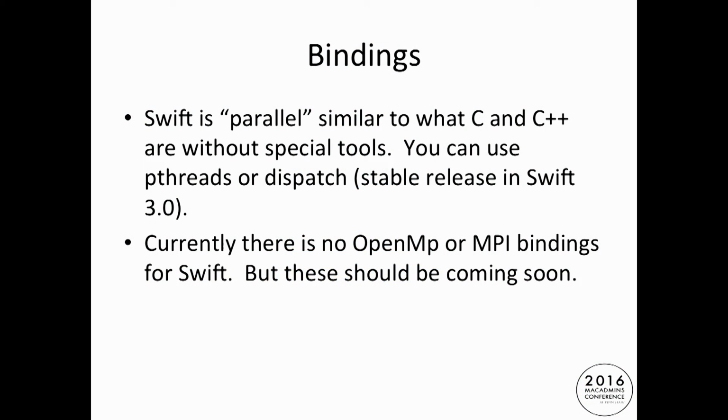So Swift is parallel, and it's similar to what C and C++ are without special tools. That's what it is now. So if anybody has written anything in C and C++, they'll know how difficult it is to use the tools that you have available for those languages. So the two things that you could use in Swift are pthreads and dispatch, and I'll give you a brief glimpse of those later in the talk. So currently there is no OpenMP or MPI bindings for Swift.